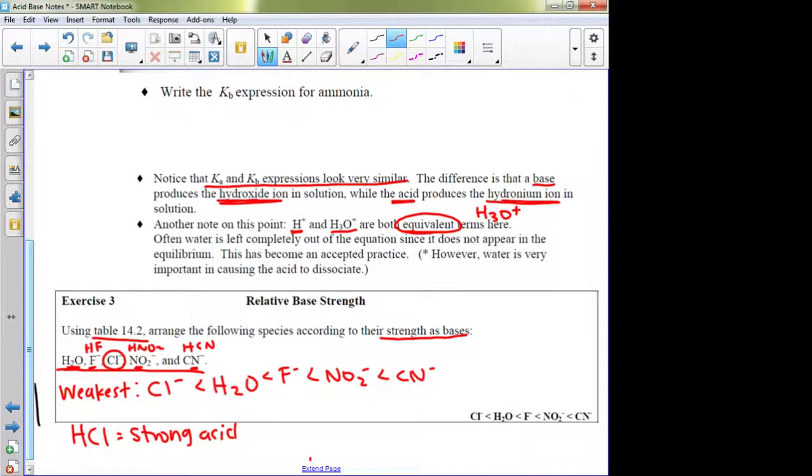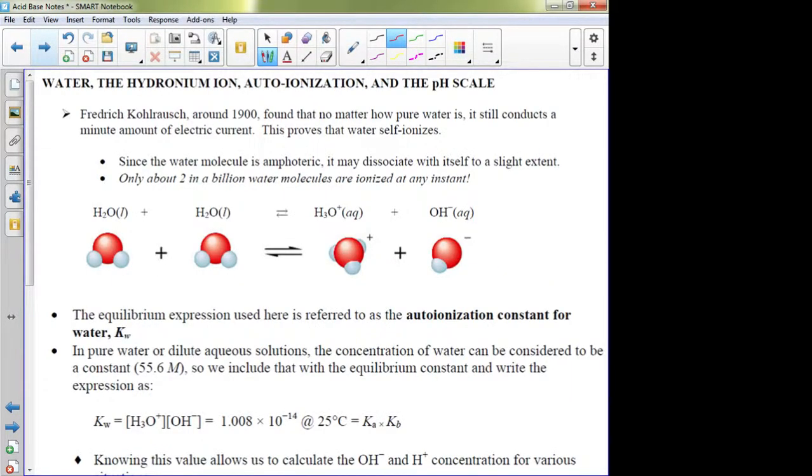You with me? Excellent. Moving on, page 8.